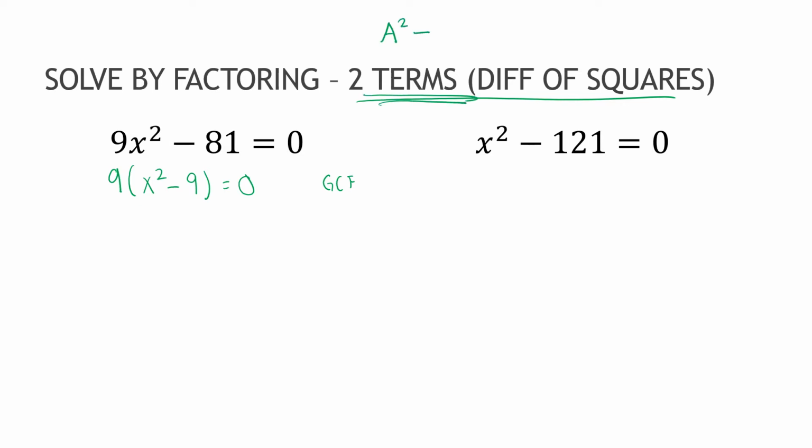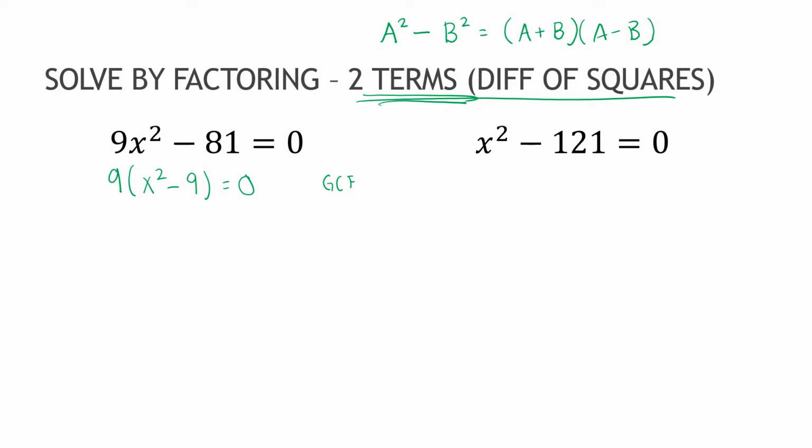minus another perfect square, that it factors easily into a plus b, which is the square root of the first plus the square root of the second, and a minus b, which is the square root of the first minus the square root of the second. So why do I bring this up?